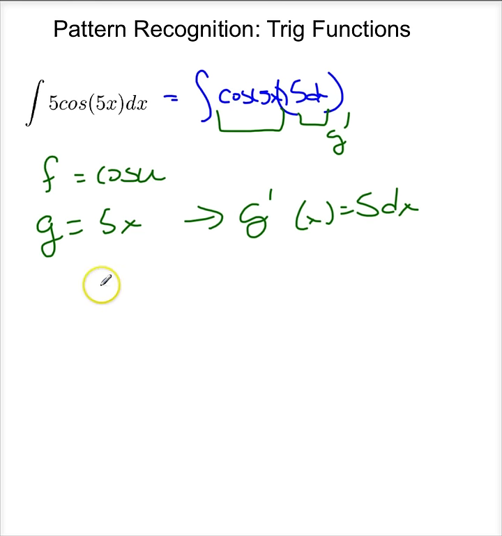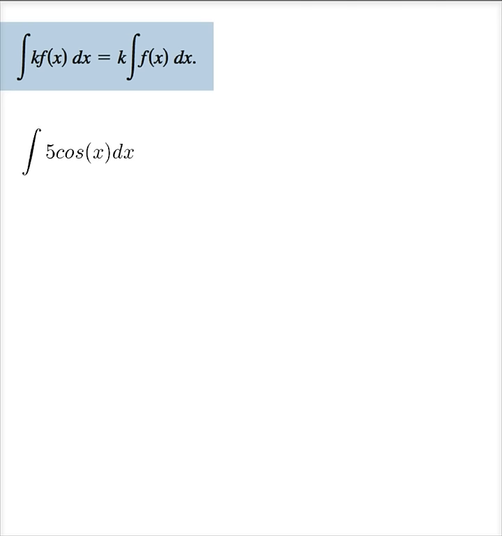So this whole thing becomes the antiderivative of cosine, which is sine, evaluated at that function, which is 5x, plus c. Now it turns out if I integrate a constant times a function, that's just a constant times the integral of the function. So don't get confused just because I have numbers in there. So this is sine of 5x plus c.